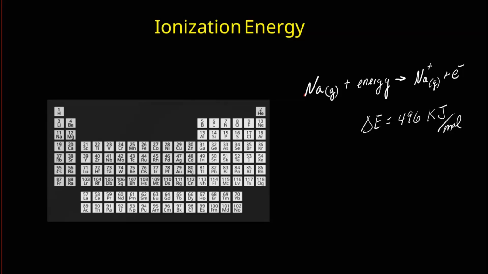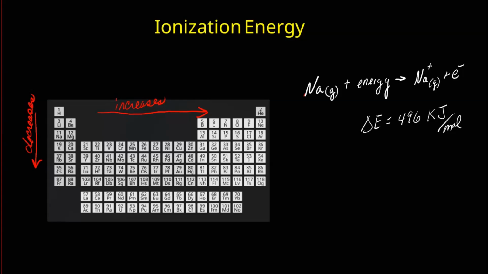The trend is, if I go downward, the ionization energy decreases. And the reason that it decreases is because the outer shell electrons are further from the nucleus. If I go to the right, the ionization energy increases because the radius is becoming smaller, because the nucleus is pulling harder on the outer shell electrons.